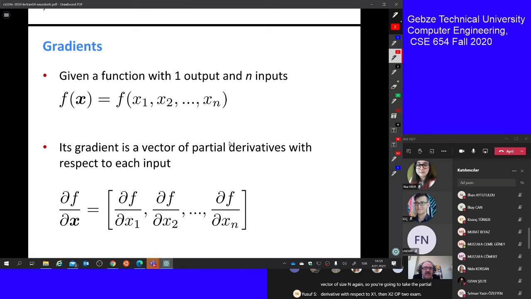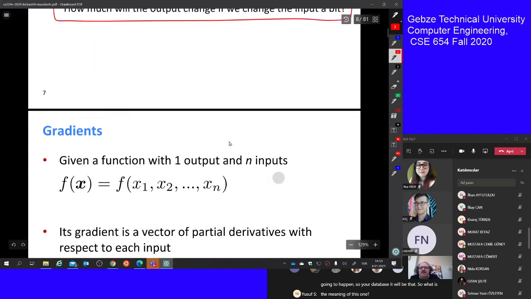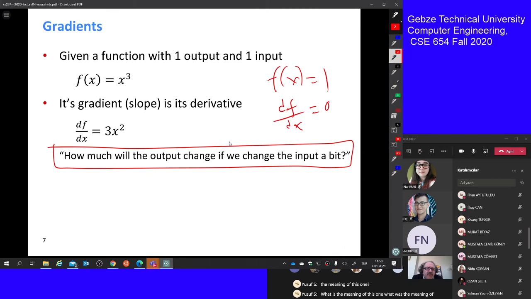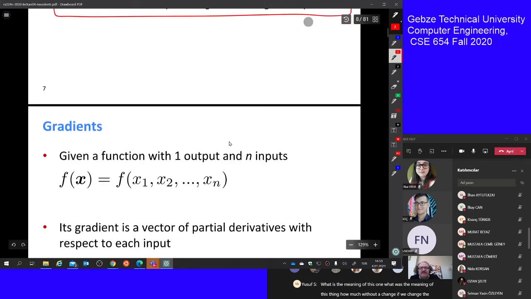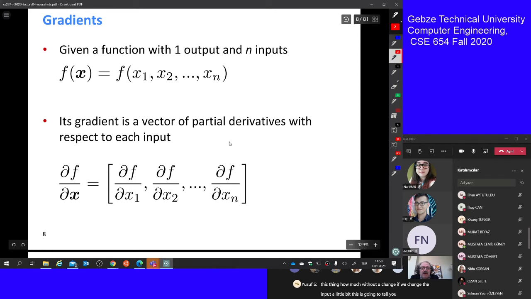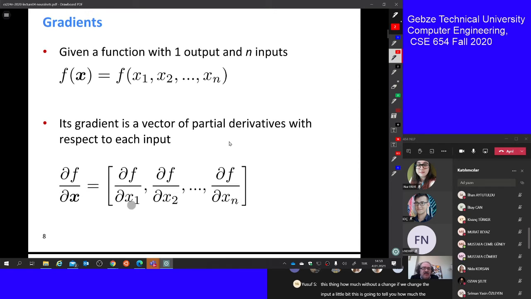So if your function has one output and n inputs, this is what's going to happen. So your derivative will be that. So what is the meaning of this one? What was the meaning of this thing? How much will the output change if we change the input a little bit? This is going to tell you how much the output changes if I change the x1 a little bit. Okay, that's the idea. How much the output is going to change. There is only one output.